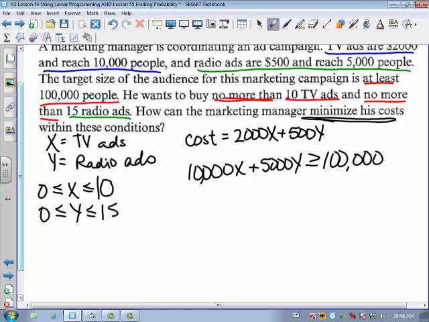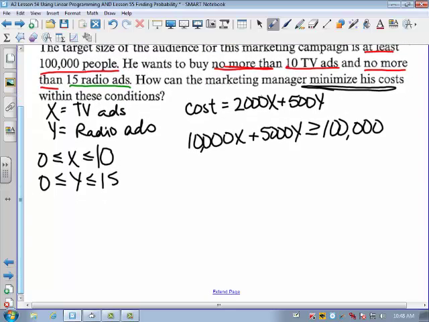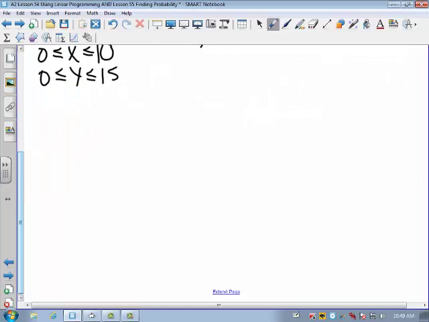Okay. Now we have all the information we need to figure this out. If I'm saying from 0 to 10 for x, that means the range that's possible is from 0 to 10. For y, it's from 0 to 15, right? That's the area that I care about. What this is telling me is that I only care about the first quadrant here. I don't care about any negative numbers. Does that make sense? So whenever I graph it, I'm only looking at the first quadrant.